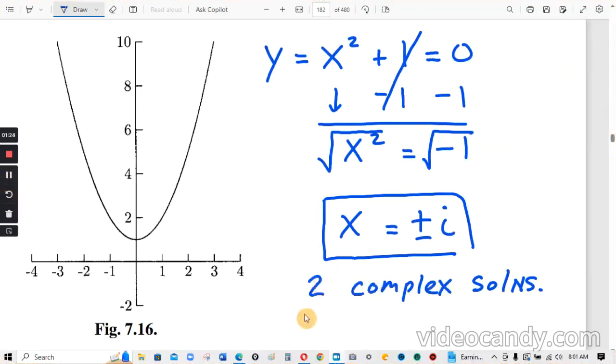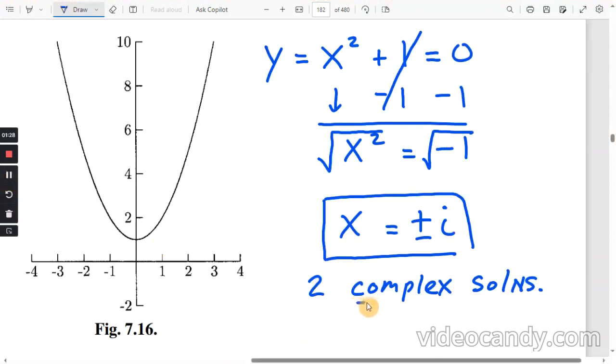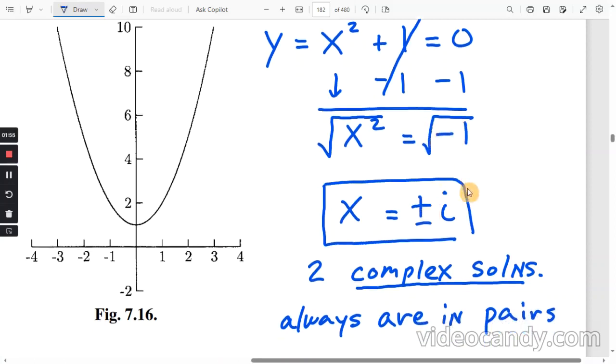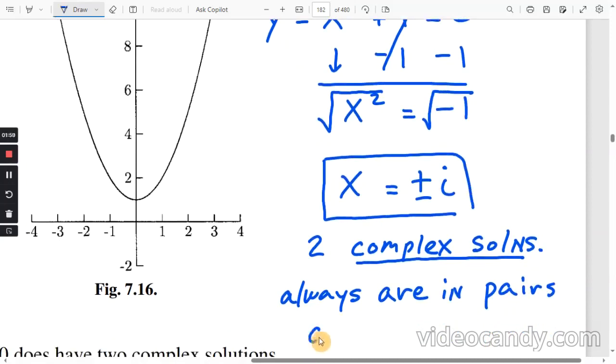All right, so for this one, we have two complex solutions. And for the complex solutions, they always are in pairs. Okay, and that's because when you take the square root on both sides or use the quadratic formula, it's going to be plus or minus the square root of a negative. So they're always going to be in pairs, and it's going to be in the form of a plus bi and a minus bi. All right, even in this case, the a is just 0, and it's just plus or minus i, so the b would just be 1. All right, so for the complex solutions, they're always in pairs.